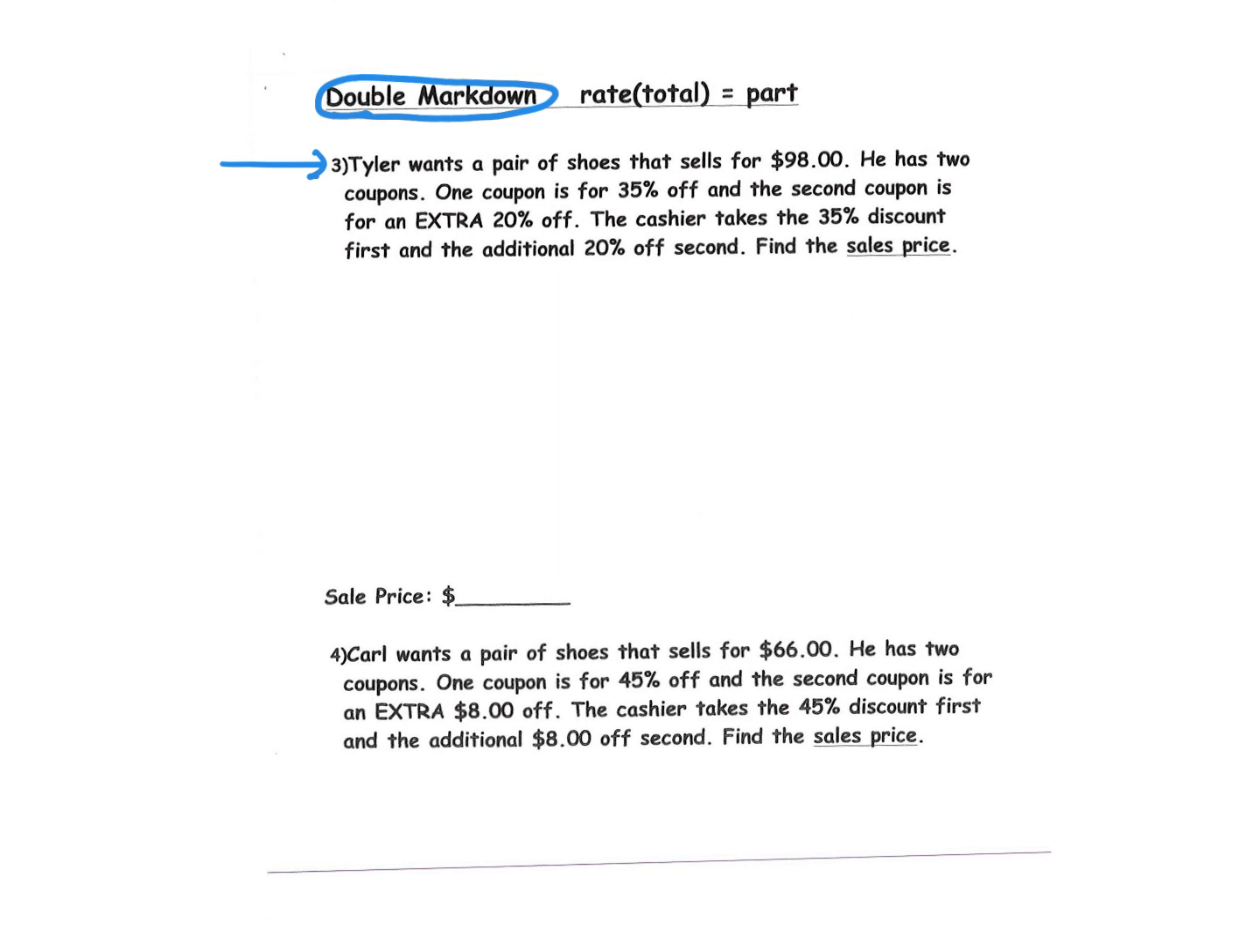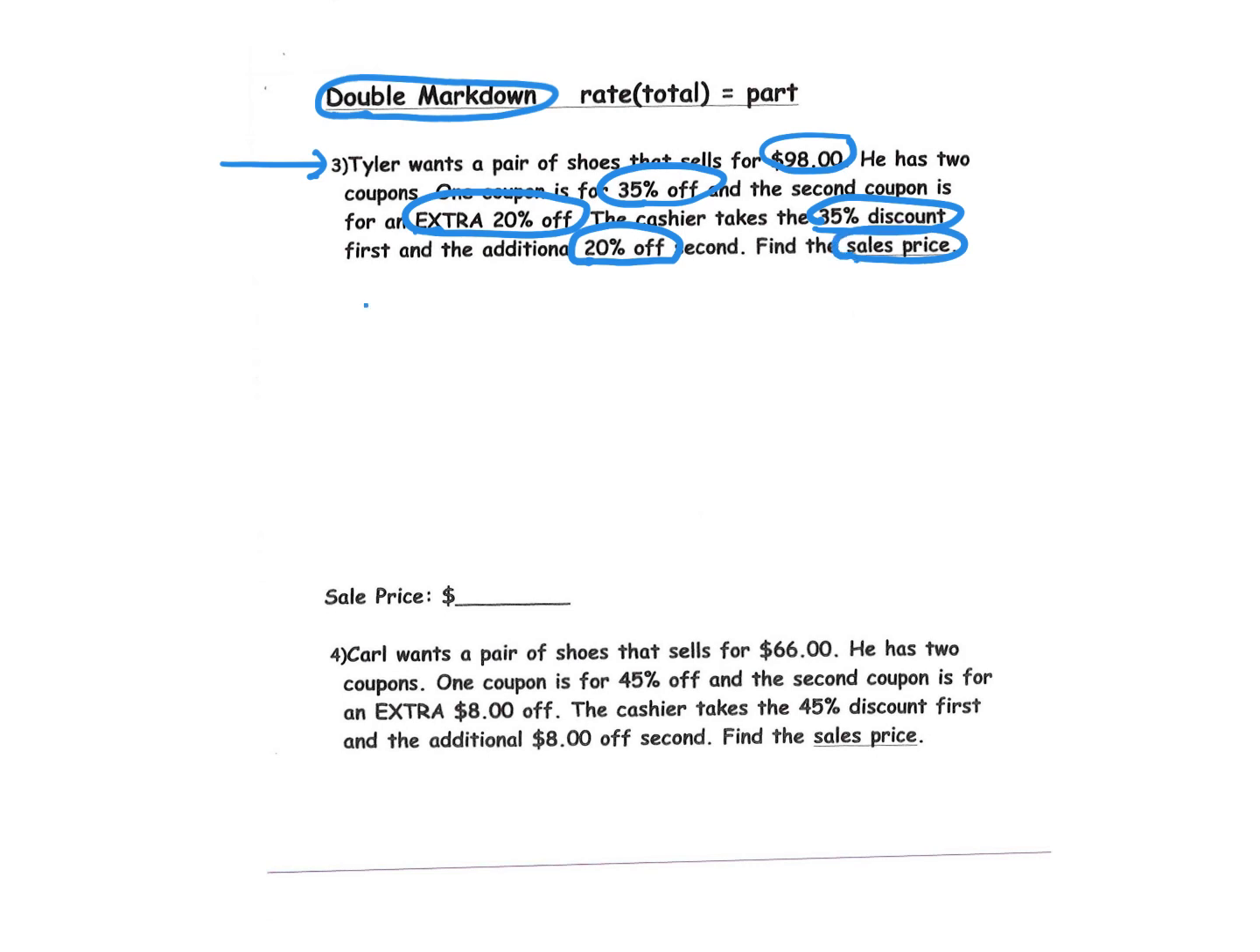Tyler wants to buy a pair of shoes that sells for $98. He has 2 coupons. One coupon is for 35% off, and that will be your first markdown. The second coupon is for an extra 20% off. That will be your second markdown tape diagram. The cashier takes the 35% discount first, and then the additional 20% off second. Find the sale price.